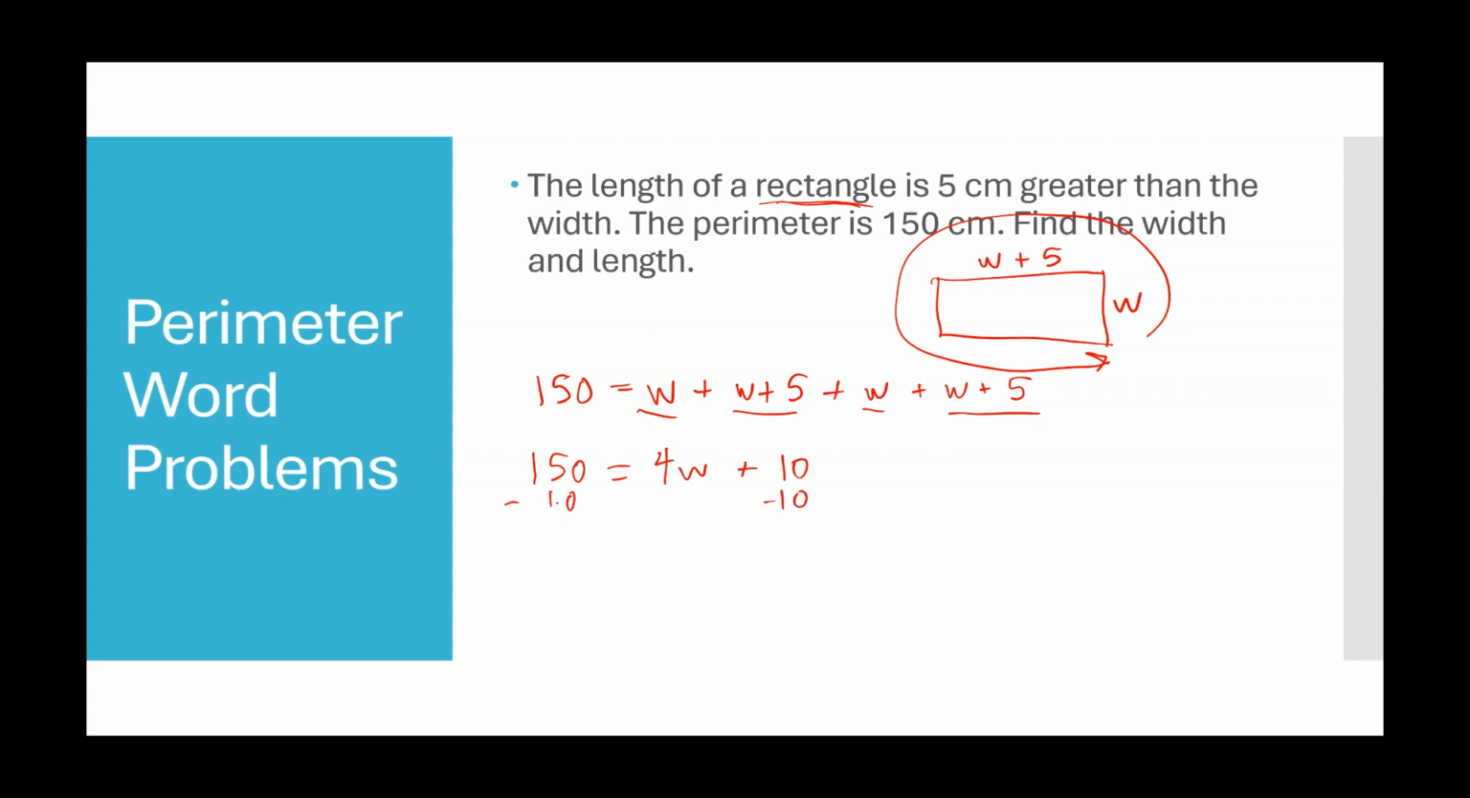We're going to get 10 all by itself. W all by itself on one side. We're going to divide by 4. What is that? 35. So my width is 35. Since the length was 5 more than that, my length had better be 40. Ooh, not W, length, or W plus 5.